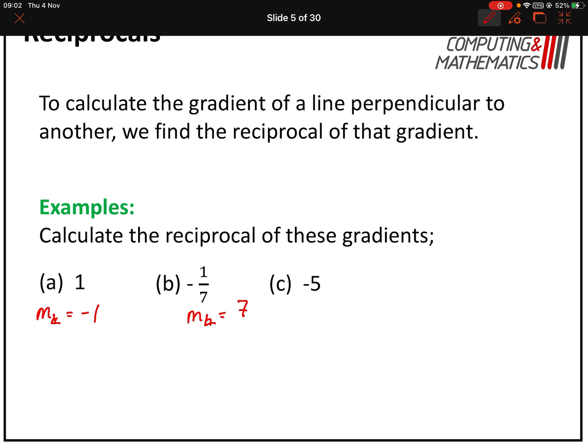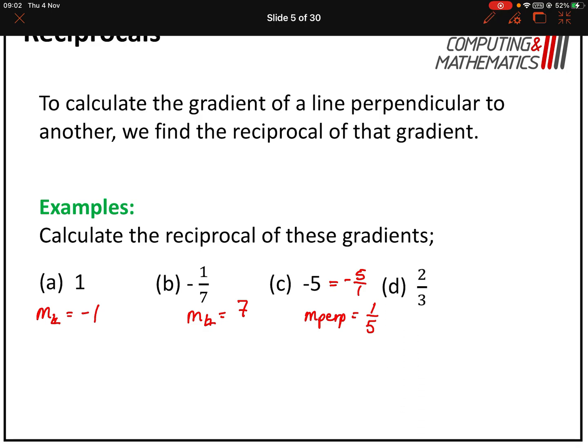Right, so negative 5. So minus 5 can be written as minus 5 over 1. So flip it upside down. Now this time I'm going to write m perp, because it's exactly the same. Okay, and I'm just showing you can write different versions in there. So flip it upside down, change its sign. Because it's negative, it's going to be positive, and you would get m perp is equal to 1/5.